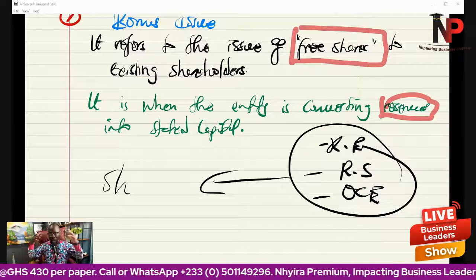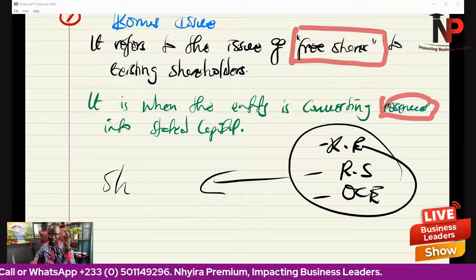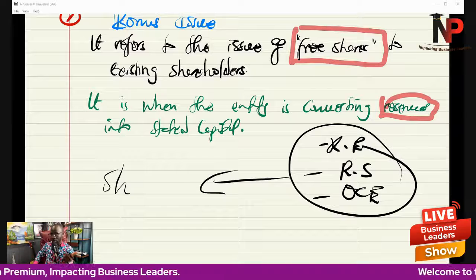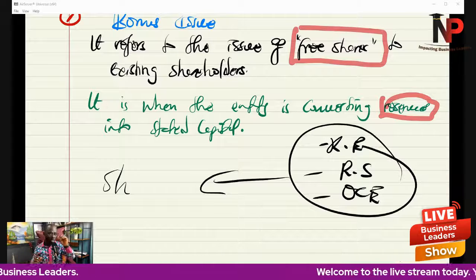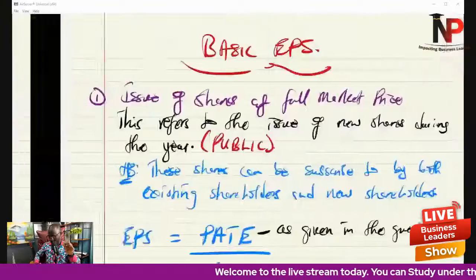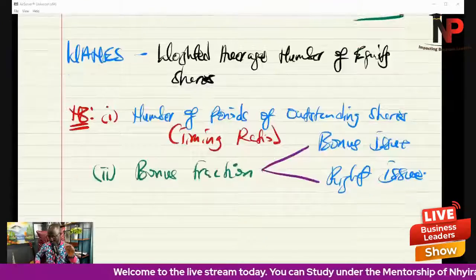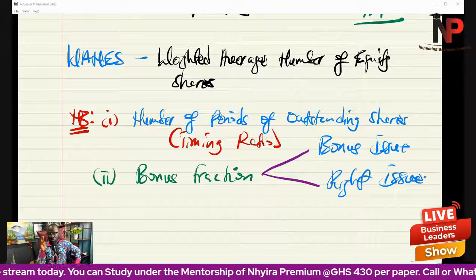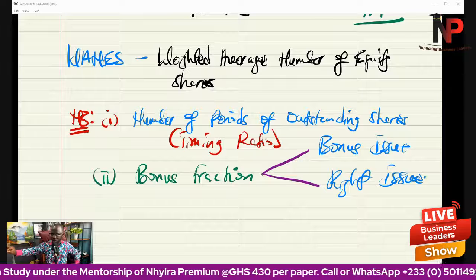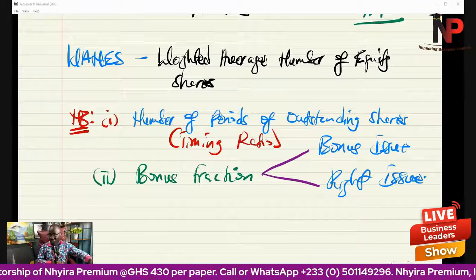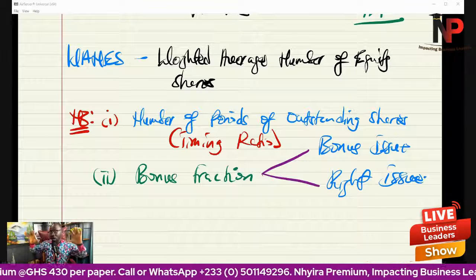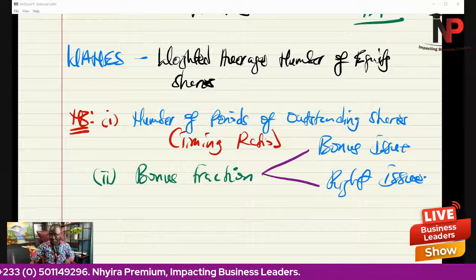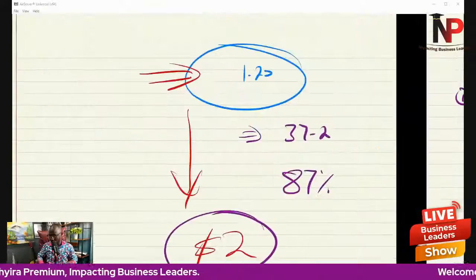Existing shareholders are getting more shares, but they are not paying anything for it. I hope you are getting the concept here. But this is where you have to be careful, because if you remember in our introduction, I told you that when calculating the weighted average number of equity shares, you have to take into consideration two things: the number of periods of the outstanding shares, and two, the bonus fraction. And the bonus fraction will come up if we are dealing with bonus issue and rights issue. We are in bonus issue, so the bonus fraction is going to come to town.